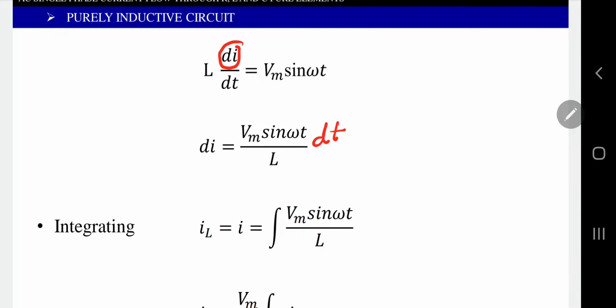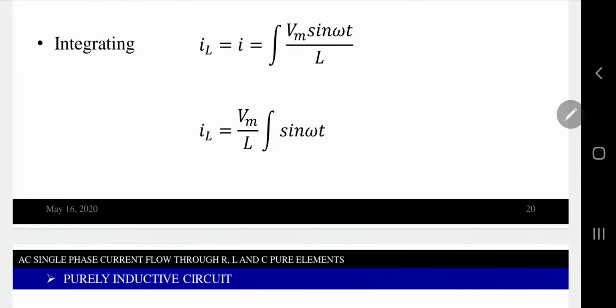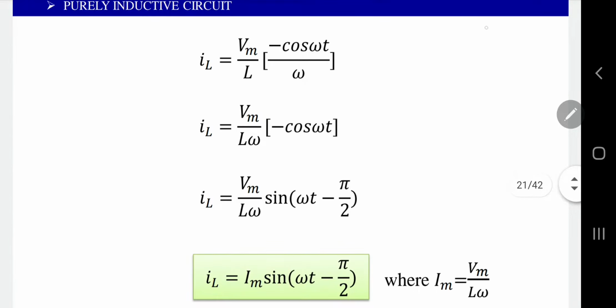Now what we have to do is find IL, so we have to integrate it. So the integral of Vm sin omega t divided by L dt. By integrating, you will obtain IL is equal to Vm by L, which is a constant, times the integral of sin omega t dt. While taking the integral you will get minus cos omega t divided by omega. This omega is also a constant, so you can take it outside. This omega is actually 2 pi f.